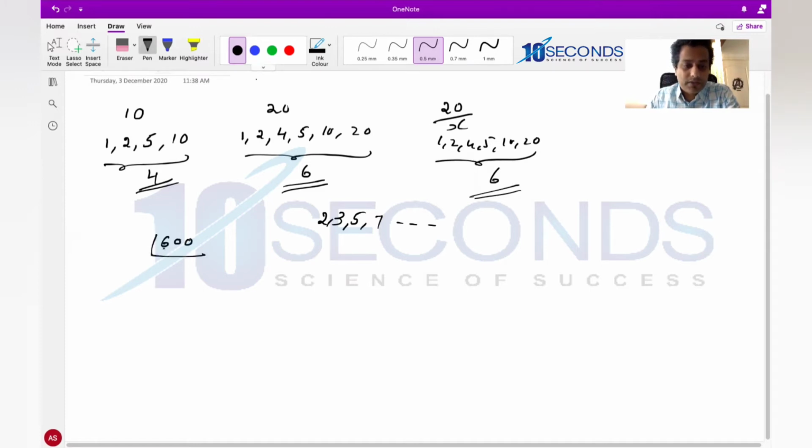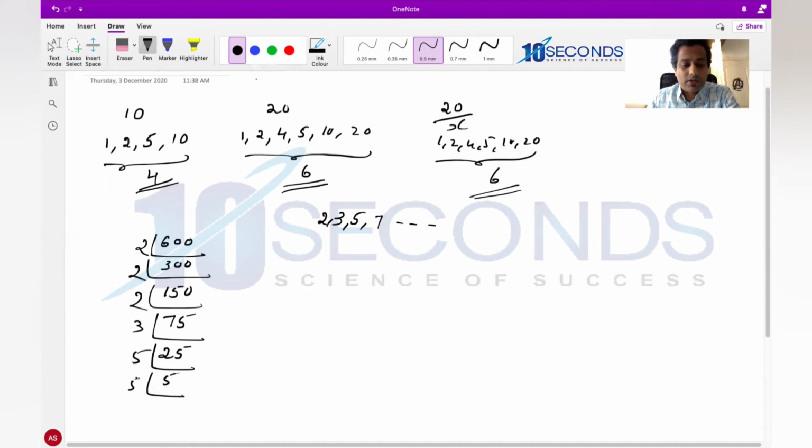Let's start. First, divisible by 2, yes, 300. Is that number divisible by 2? Yes, 150. Is that 150 divisible by 2? Yes, 75. Is 75 divisible by 2? No. Next prime number is 3. Is that divisible by 3? Yes, 25. Is 25 divisible by 3? No. Next prime number is 5. Is that divisible by 5? Yes, 5. And 5 is also divisible by 5. So that's it, right? 1 is neither prime nor composite. The smallest prime number is 2. You need to start with 2. If it is not divisible by 2, then 3. If not, 5 and so on.